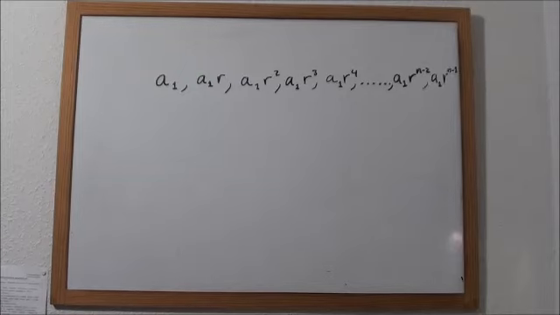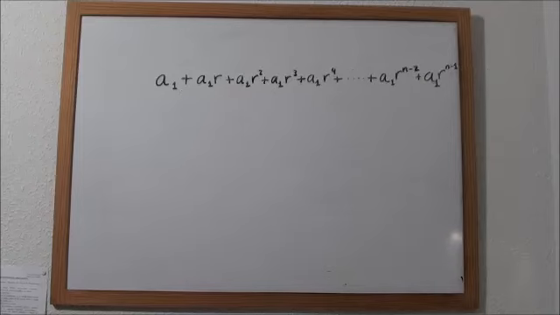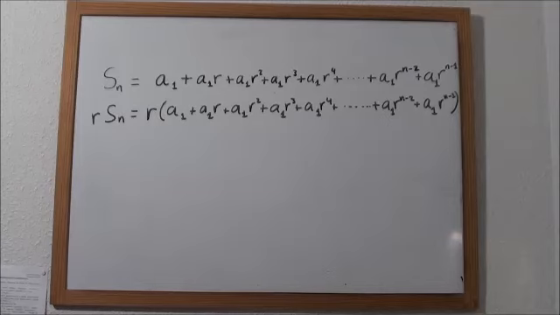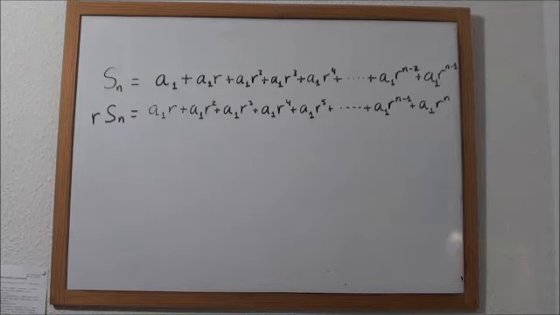And all these terms are what we have to add, like this. And let's call this sum Sn. And now let's multiply by r on both sides of this equation, like this. Let's multiply on the second side, inside the parentheses, like this.